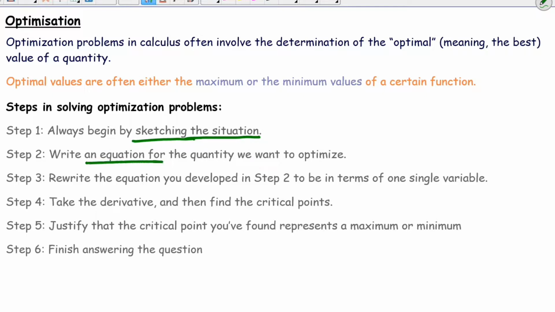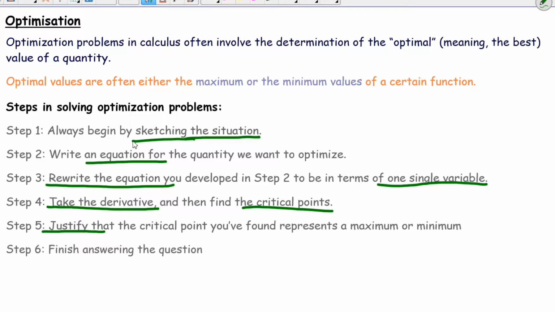And then you write the equation for the quantity that you want to optimize. Then if your equation is not in terms of one single variable, you need to rewrite that equation in terms of one single variable. After that, you need to take the derivative and use it to find the critical points. How? If you equate the derivative to 0, you'll be able to find the stationary points, the maximum and minimum points. Step 5, you justify that the points from step 4, the critical points, represent the maximum or minimum.